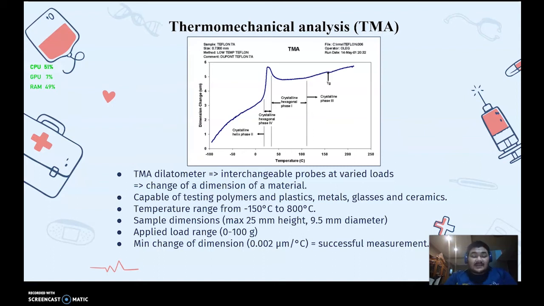Now, my groupmate Ezra will explain the instrument for surface properties and mechanical properties characterization.